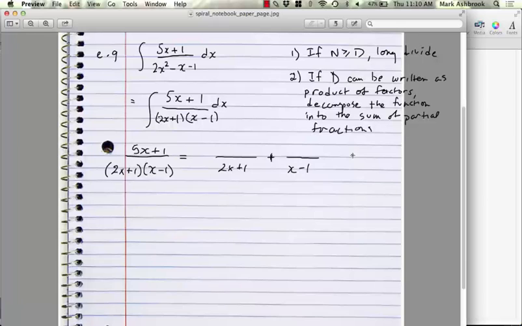So what's the degree of 2x plus 1? What degree is that? 1. So 1 degree less than that is? 0. Which amounts to what? A constant, right? A constant. So we'll call it capital A. It's just a constant. Because that's degree 0.